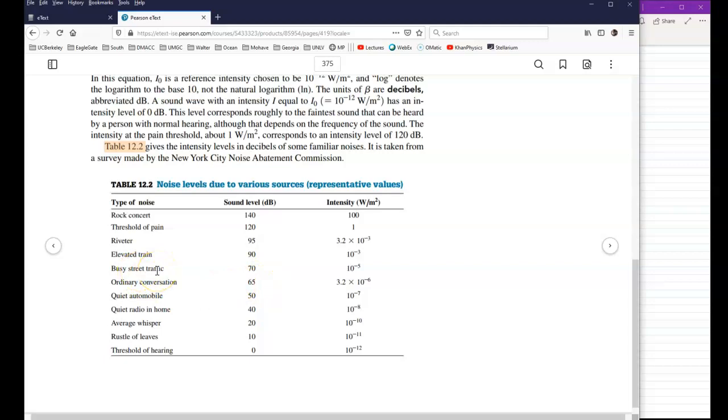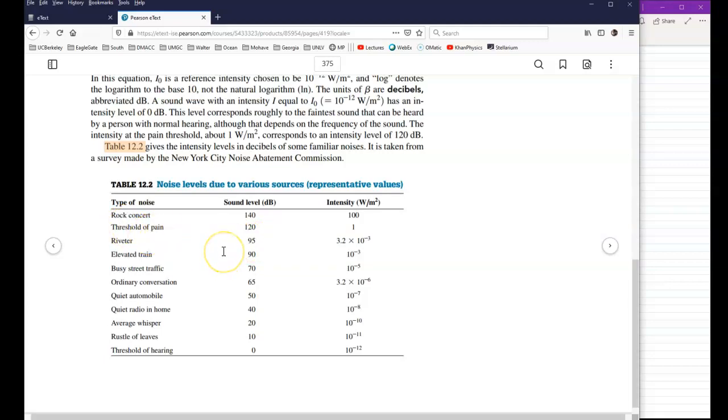Busy street traffic, with horns and all that, is 70 decibels. An elevated train is 90 decibels. I don't know what that means, but whatever it is, we don't have trains in the US most of the time. Then you have a riveter, like a nail gun or the sound of a drill. It's 95 decibels.